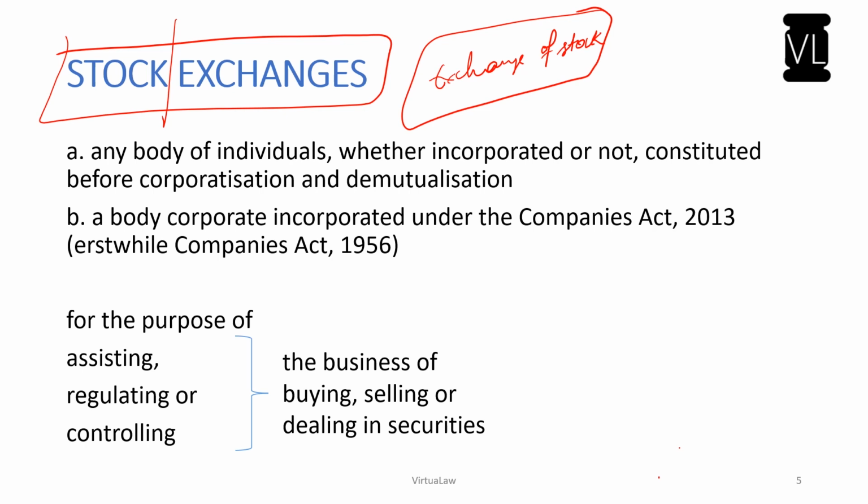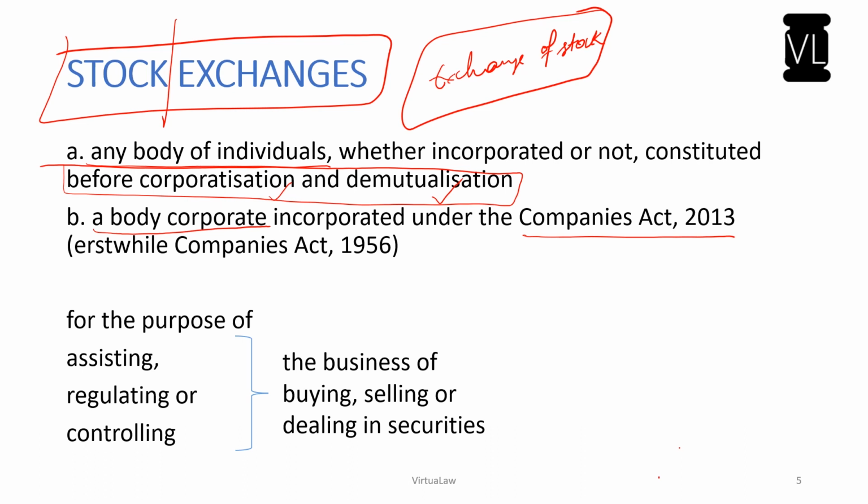It says any body of individuals, whether incorporated or not, constituted before corporatization and demutualization, right? There are two words which we need to learn, corporatization and demutualization. Let us look into it a bit later, but now let us also look into the other part of the definition, which says any body corporate incorporated under the Companies Act. So there are two possible modes of business of a stock exchange. One, you can establish a stock exchange through a body of individuals, or two, through a body corporate incorporated under the Companies Act, either 2013 or 1956.